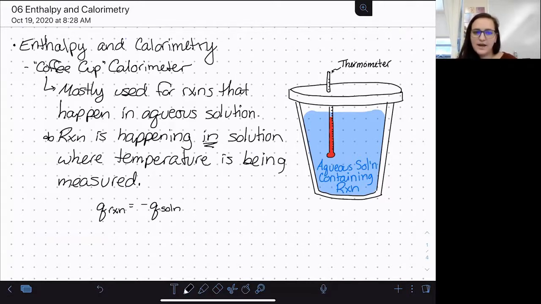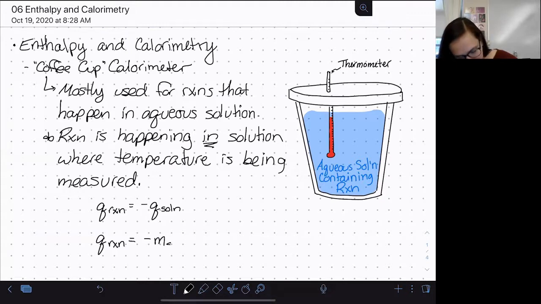Usually, the way we approach these to figure out how much heat was transferred is we can easily find the mass of the solution. We're measuring the temperature change of the solution, and we can find the specific heat of the solution. So we can sub in m c delta T on that side of the equation.